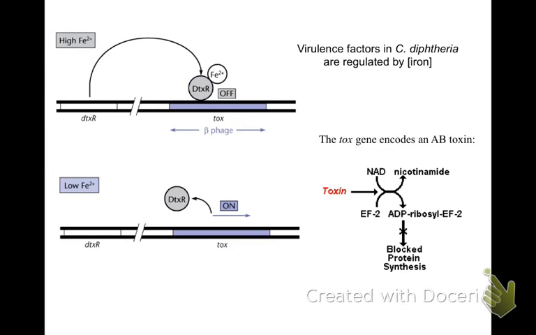But if you're in a situation where your nutrition is somewhat compromised or you're otherwise a bit unhealthy, women might be more prone to this because sometimes they have a tendency to be anemic. Then the iron levels drop in the host cell, and now DTXR is in an inactive form, and expression of the tox gene encoding this toxin will commence.